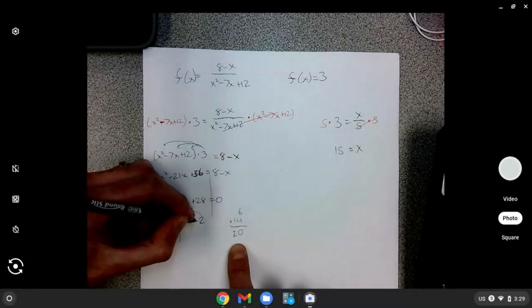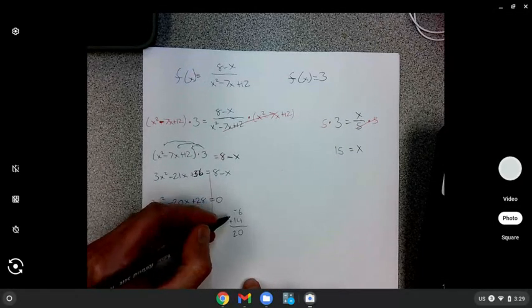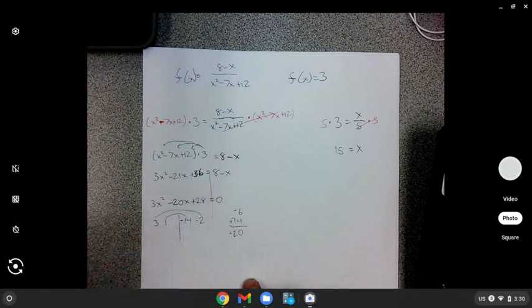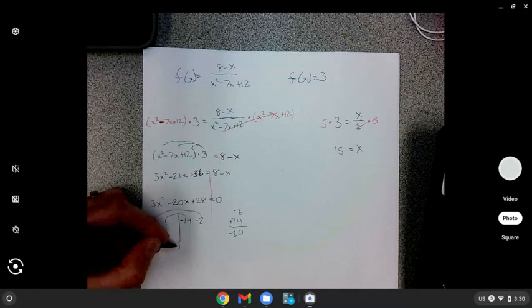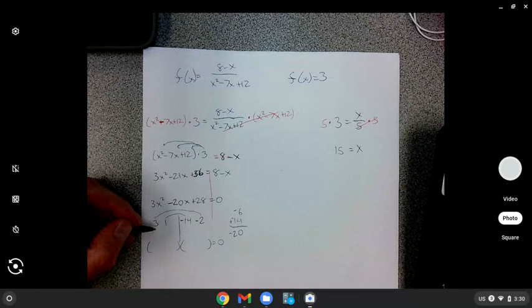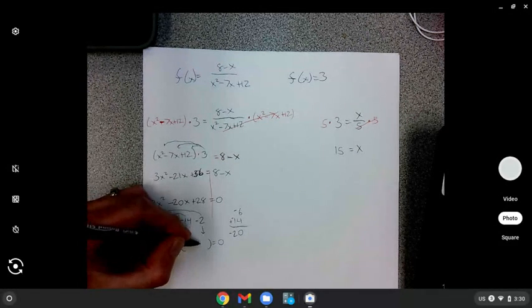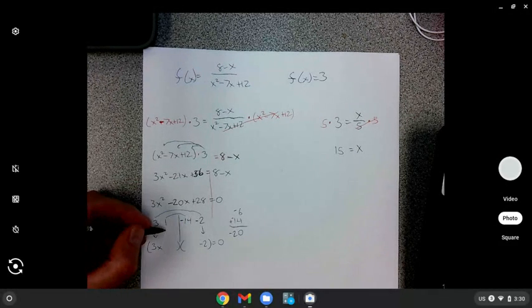If I do this, negative times a negative is a positive. Negative 6 plus negative 14. There it is, negative 20. All right, I've got the right numbers. Told you this one was harder than the other one. Now I'm going to fill in the blanks for my factors. So this becomes 3x, and that's a minus 2.